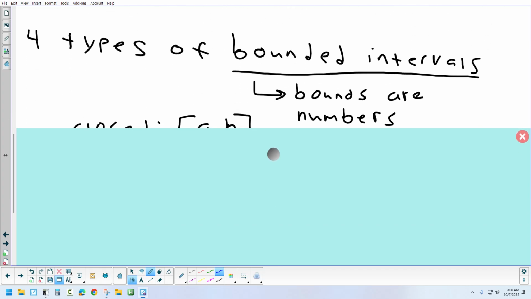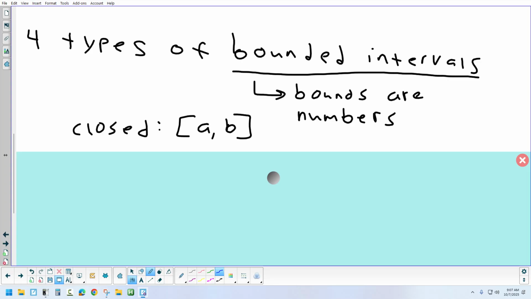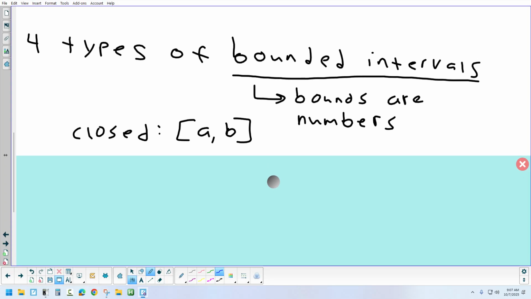Okay, so the different types of bounded intervals we can have: an interval that is completely closed. Closed means that you can include each endpoint. So if I was going to graph this one, it would look something like this. Circle on A, circle on B, both closed circles, and shade between. Okay, all of these are going to be shading between for bounded intervals. But it's just whether or not you include the left and the right.